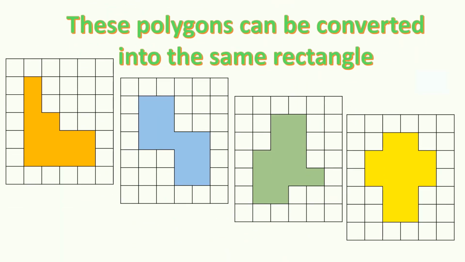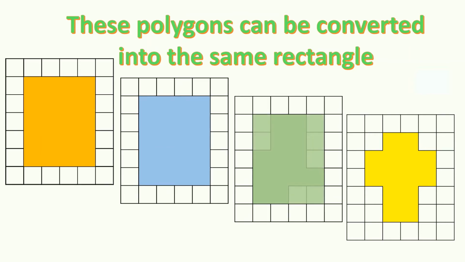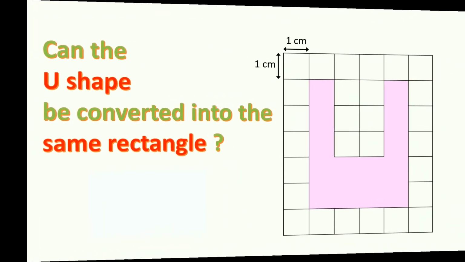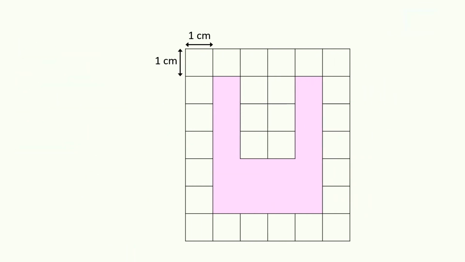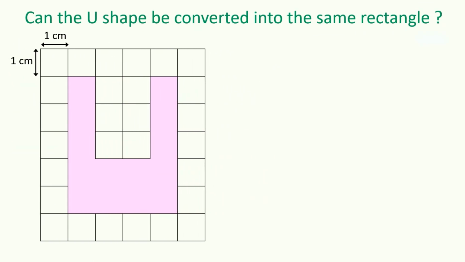All the 4 polygons can be converted into the same rectangle by shifting some sides parallelly. They have the same perimeter. Can the U shape be converted into the same rectangle? Let us try to shift the sides parallelly.